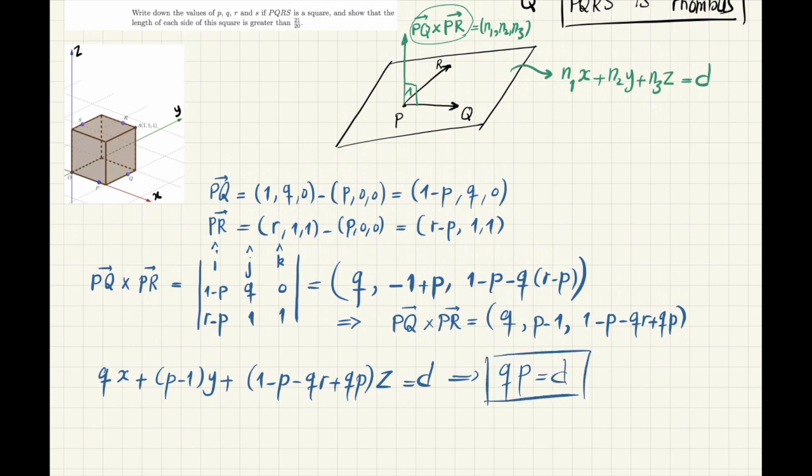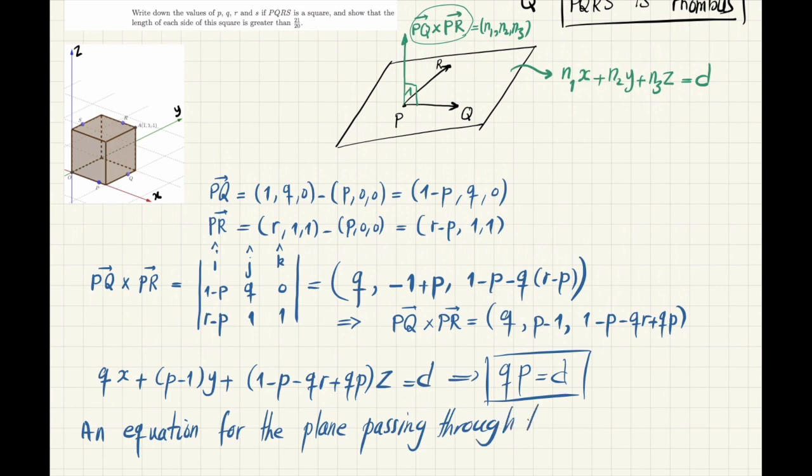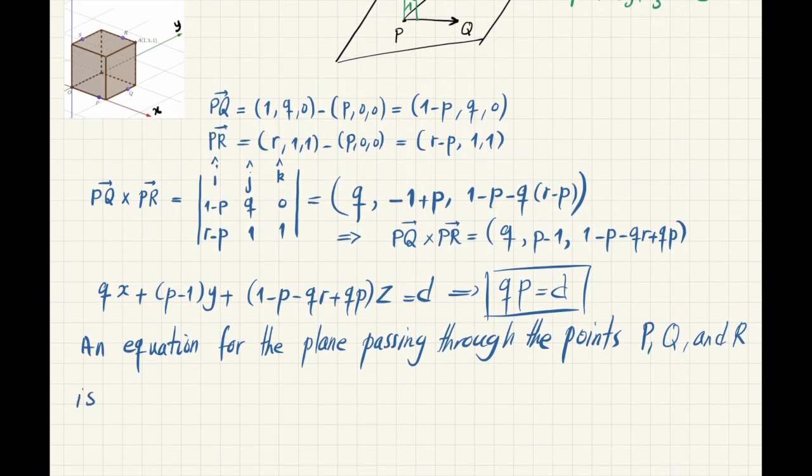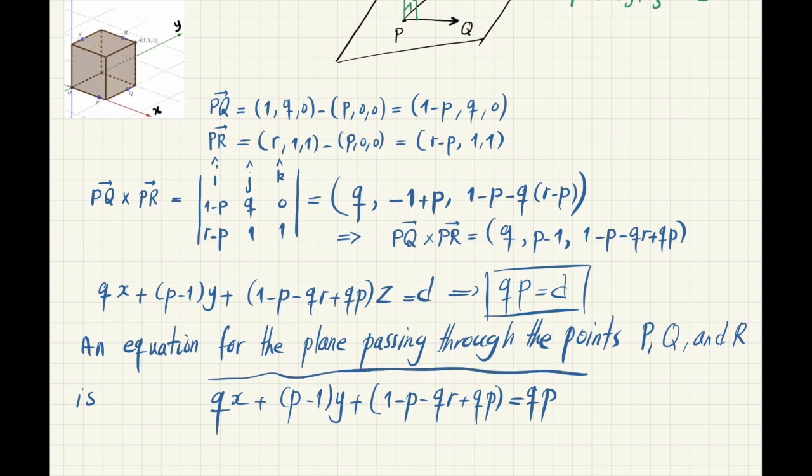Okay, so what I got is that an equation for the plane passing through the points P, Q, and R is Qx plus P minus 1 y plus 1 minus P minus QR plus QP z equals to, instead of D, I put QP. Yes? Okay, good.